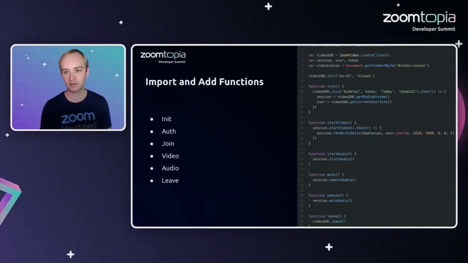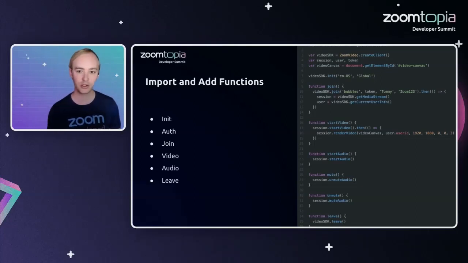So the first part of using the SDK after we've installed it is importing it. So you can see on line 1, we've imported the Video SDK. Then lines 3 and 4, we're initiating some variables and creating that Video SDK client. Line 5, we're defining the variable where the videos will be rendered. And then on 7, we init the SDK.